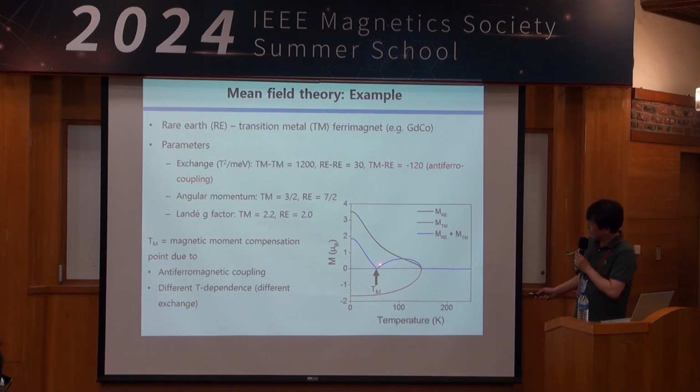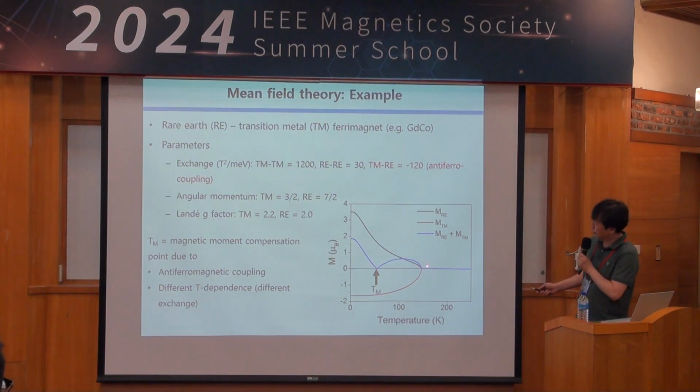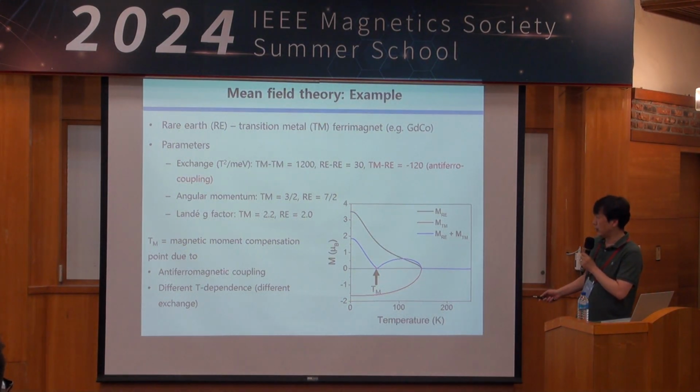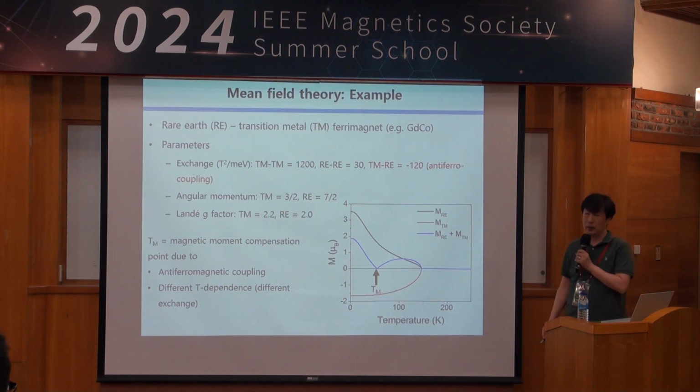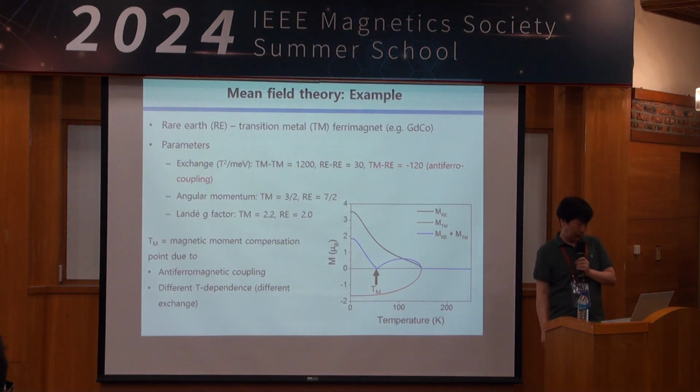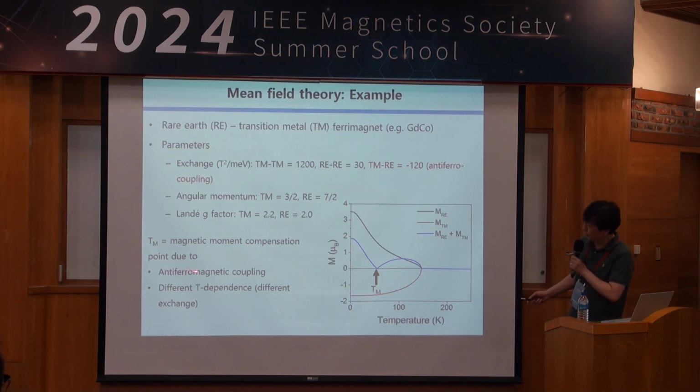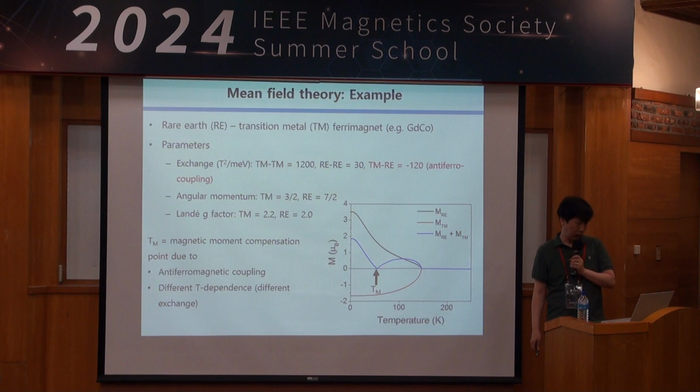So you can find that the blue curve, that is the net magnetic moment of this alloy, has zero value far below the Curie temperature. And this temperature is known as the magnetic moment compensation temperature. That arises because there is antiferromagnetic coupling and the RE and TM elements have different temperature dependence because of the different interatomic exchange interaction.